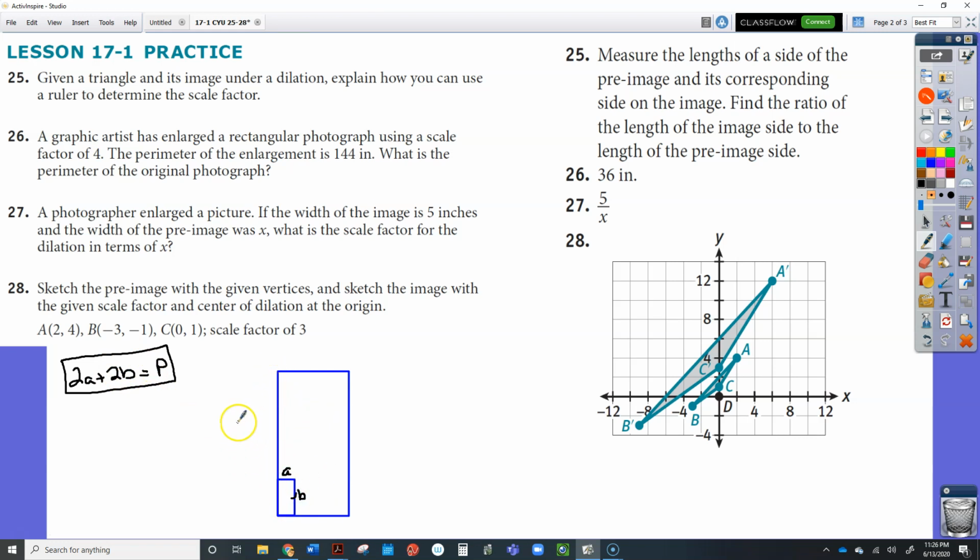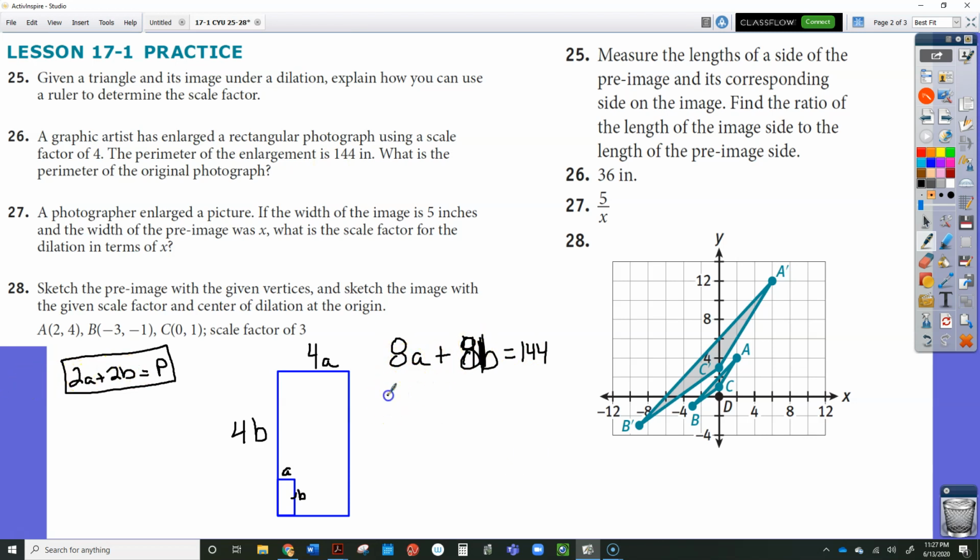Well, we know that the big one is 4 times as big. So the length of this side right here is 4B, and if this is A, then the length of this side is 4A. That means the perimeter, I have 2 of these 4A's, so that's 8A, and then I have 2 of these 4B's, so that's 8B. And that is 144, because that's what they tell me, 144 inches. So I have 8A plus 8B equals 144, and I need 2A plus 2B.